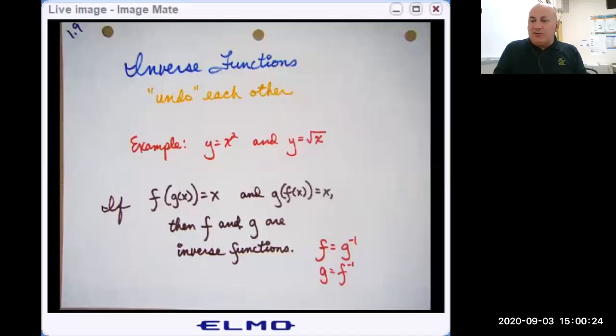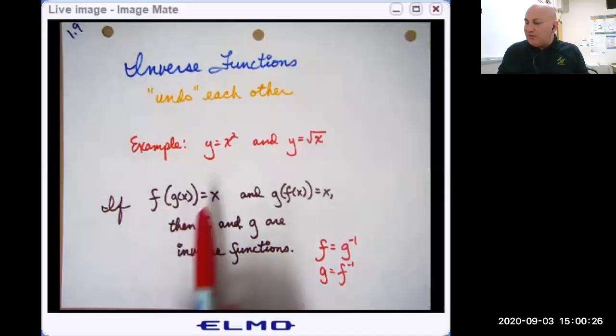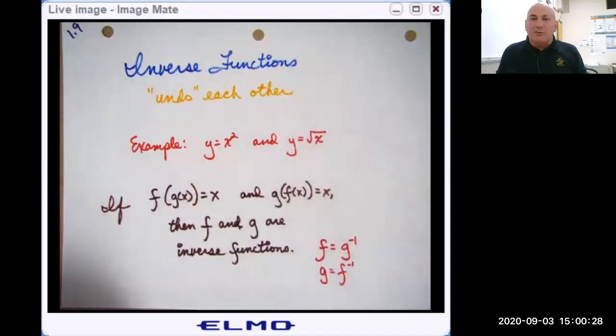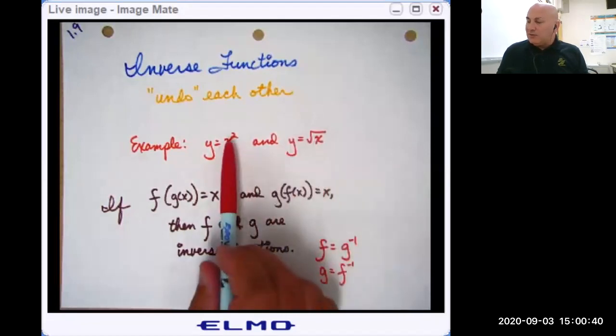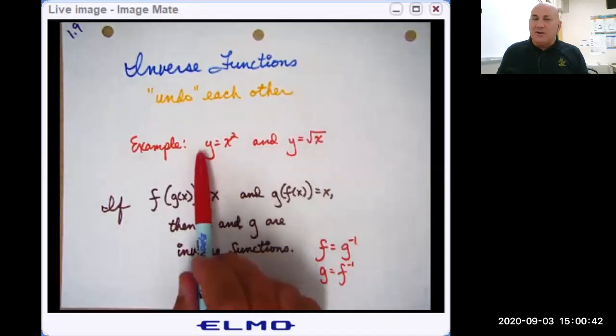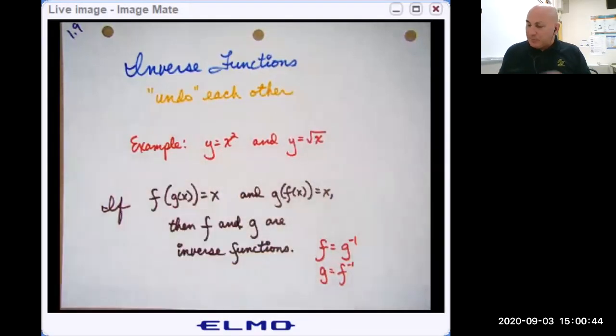So inverse functions undo each other. For example, y equals x squared and y equals the square root of x, where both of those functions are defined, they undo each other. In other words, if you take x equals 3, you get y equals the square root of 3. You square it and you get 3, so you end up with where you started.